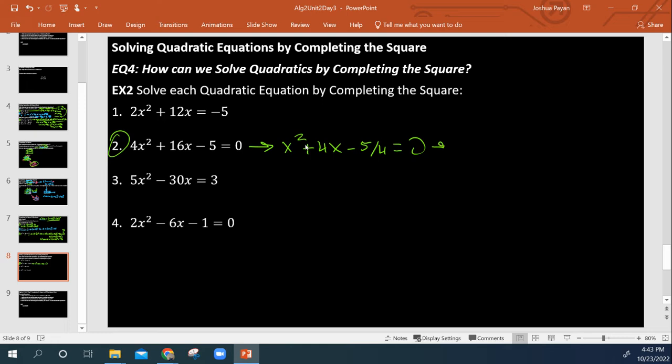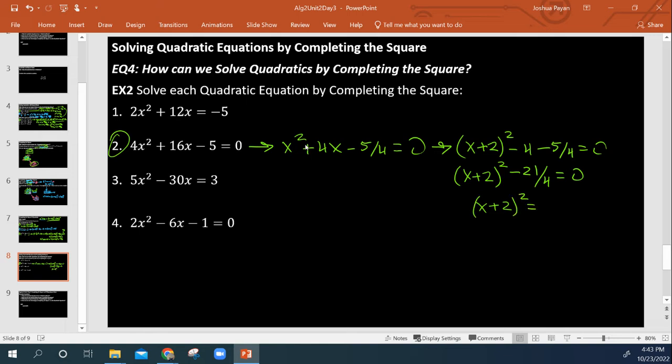Okay, I'm going to go ahead and rewrite by completing the square. So I'm going to say this becomes x plus 2 all squared minus 4 minus 5 over 4 equals 0. Okay, and negative 4 I can say is negative 16 over 4, so minus 5, so negative 21 over 4. Add 21 over 4 to both sides. Okay, and then I'm going to take the square root and subtract 2 from both sides, so x equals negative 2 plus or minus the square root of 21 over 2.